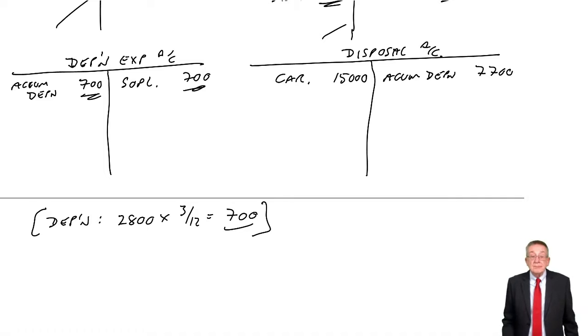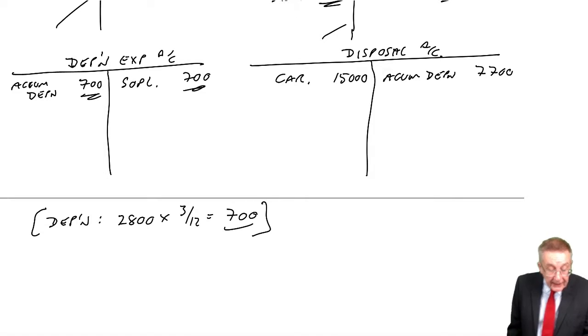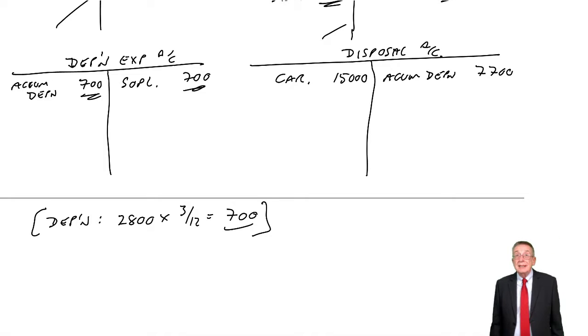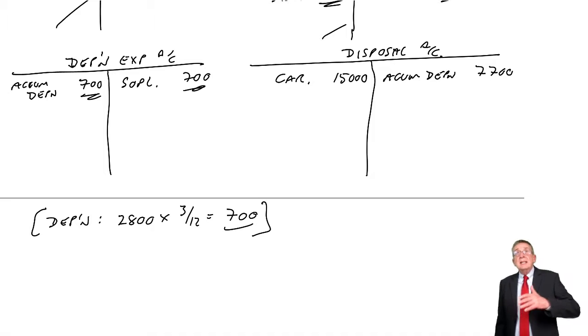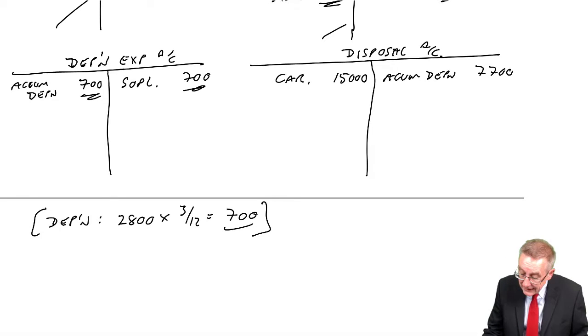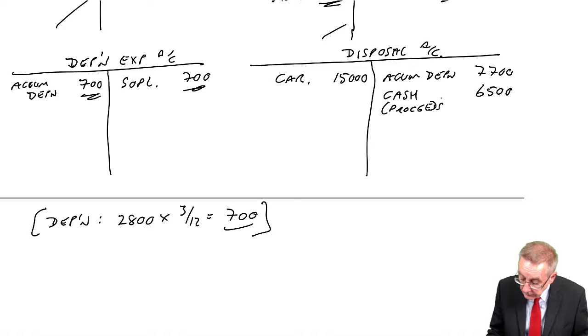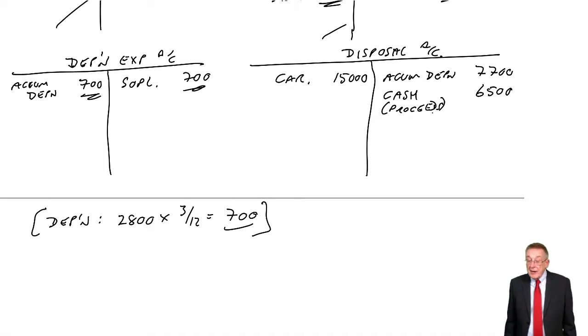However, the final entry is, of course, this car is sold. We sell it for how much? 6,500. What's the double entry going to be? When we sell it, debit cash 6,500, we'll receive cash. Credit the disposal account, the proceeds from the sale. So there are 3 entries.